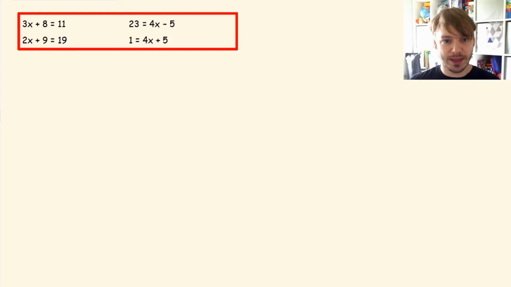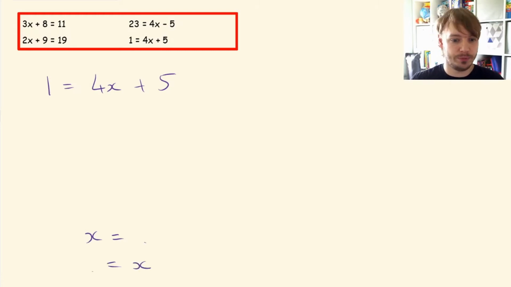If I start again with one of these on the other side, I'll pick a slightly more awkward one. So I've got 1 equals 4x plus 5. The first thing we need to remind ourselves of is it doesn't matter whether I write x equals something or something equals x. They're equivalent. I can swap them around. Because my x at the moment is on the right-hand side, I'm going to aim for x on the right and some number on the left, and then I can just swap it when I write down my final answer.